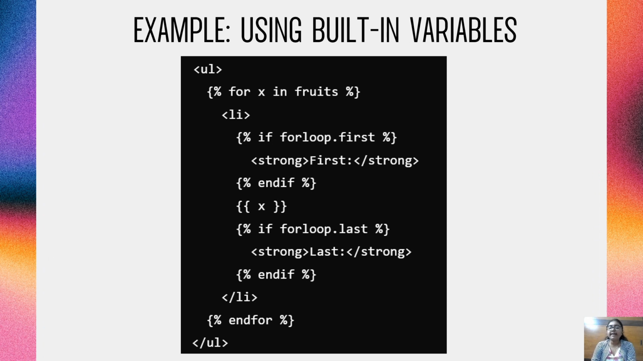Let's look at an example that uses some of the built-in variables. This example highlights the first and last items in the list of fruits by using the forloop.first and forloop.last variables.